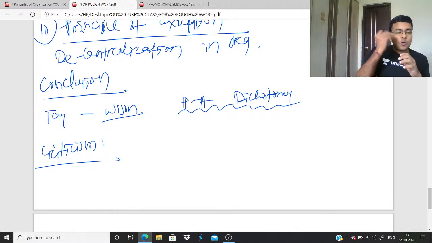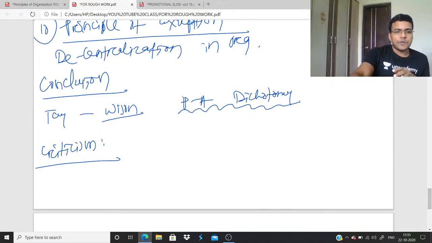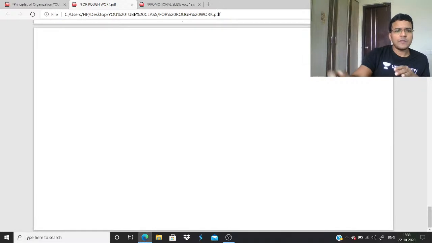Taylor's idea of economic man is rejected by Simon, who said that economic man is not possible. What is possible? Administrative man. Maslow and Herzberg rejected Taylor's idea of what? Taylor's idea of monistic motivation, and they said motivation is multi-motivation, not mono-motivation. They reject mono-motivation and focus on multi-motivation. So this is criticism.